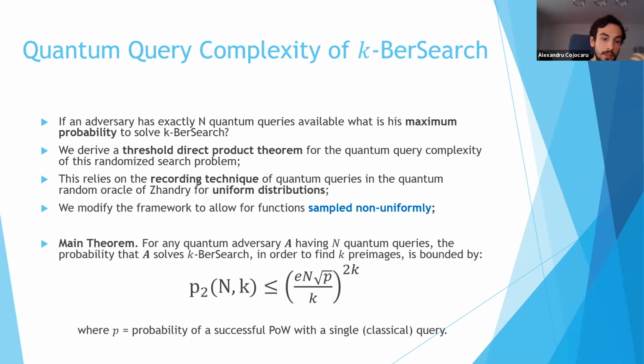And essentially, the main result regarding the query complexity of the k-bear search problem can be summarized as follows. If a quantum adversary A has n quantum queries, then the maximum probability that A solves k-bear search, to find k preimages, is essentially e times n times the square root of p over k, everything to the power of 2k, where p refers to the probability of a successful proof of work using just a single classical query.